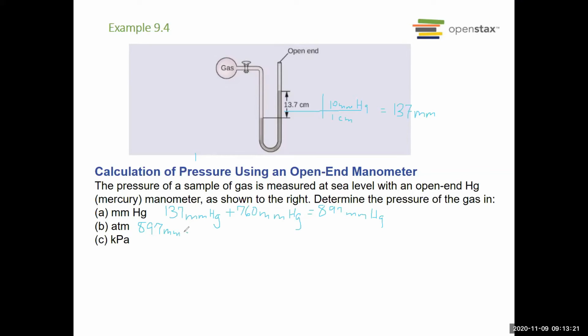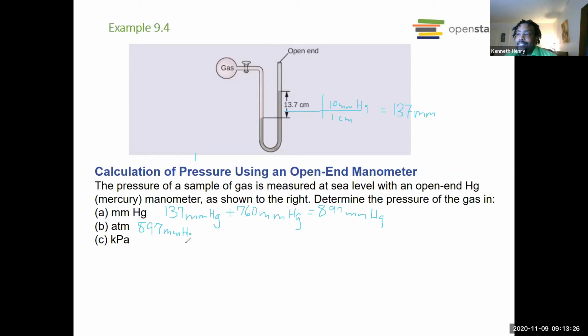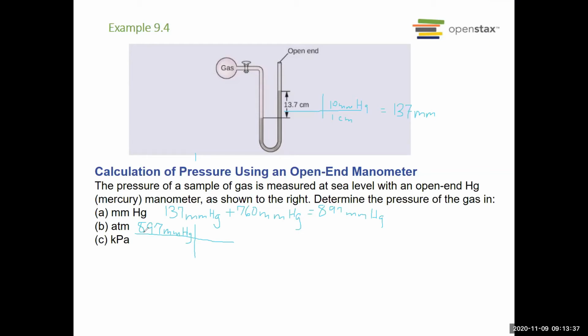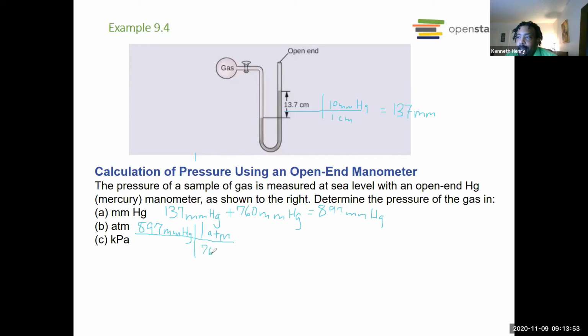Yes. And so how can I convert that to atmospheres? If we're starting out with 897 millimeters of mercury, how can I convert that to atmospheres? 1 atmosphere equals 760 millimeters of mercury. And 760 on the bottom, right? Yeah.